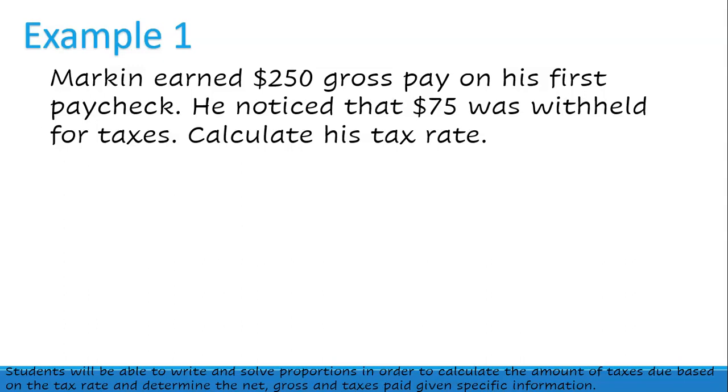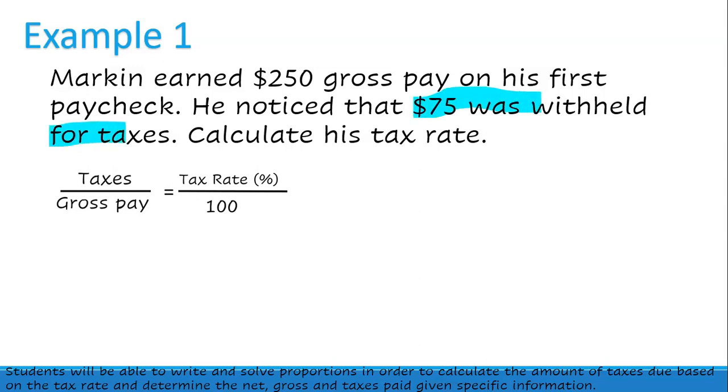Calculate his tax rate. Okay, so we made these numbers up. These aren't actual tax rate problems. So for a person who earns $250, this might not be their real tax rate, but we're still going to set it up the same way. So our problem is taxes divided by gross pay equals the tax rate divided by 100.